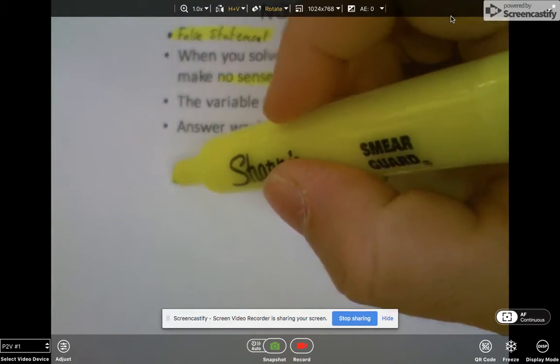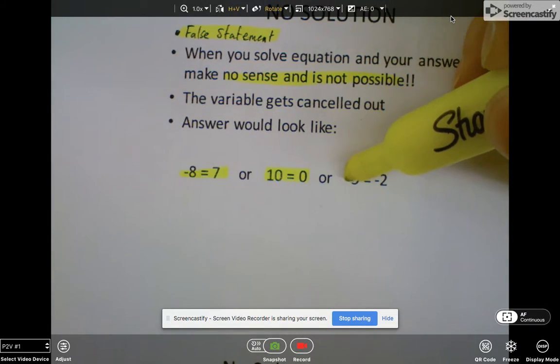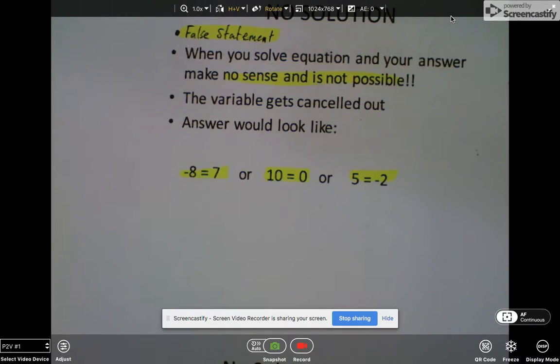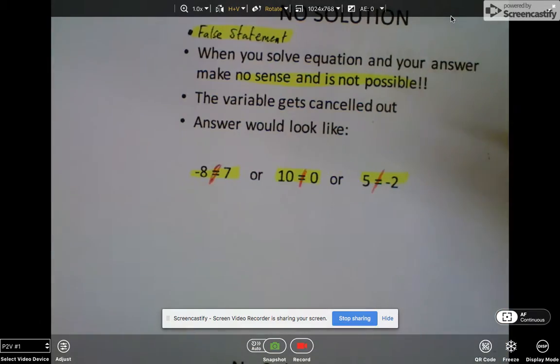So you'll have like -8 equals 7. That doesn't make sense. 10 does not equal 0. And 5 does not equal -2. So these all don't make sense at all. So you would write no solution.